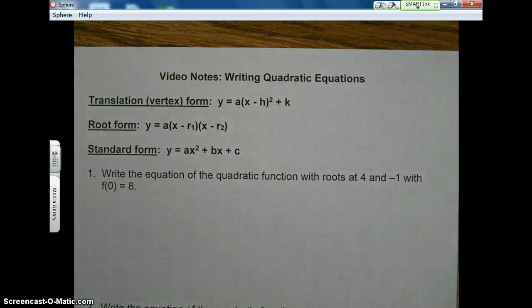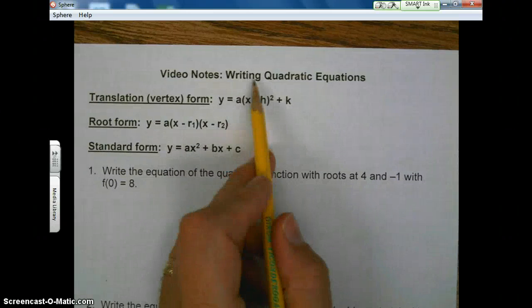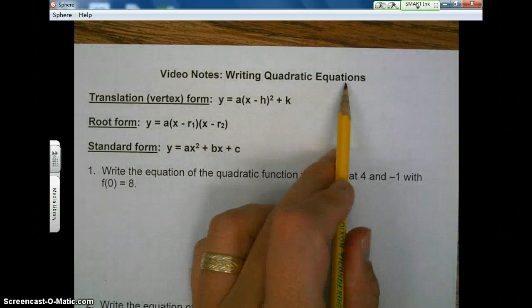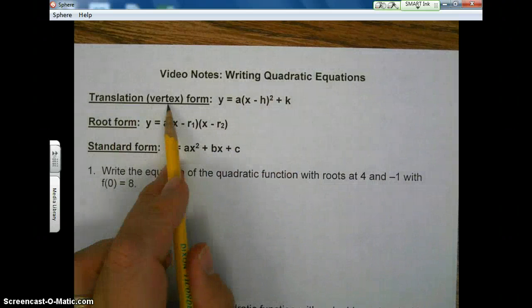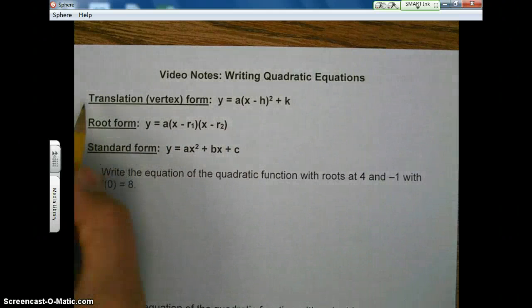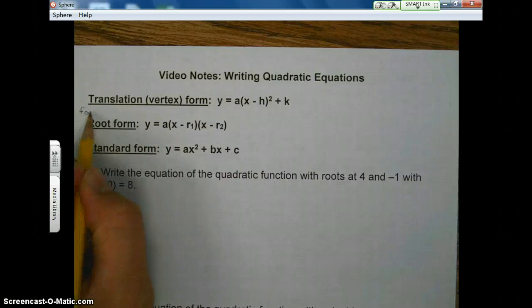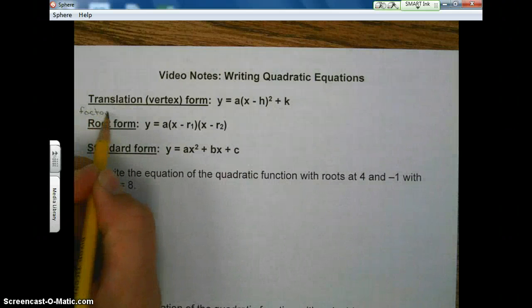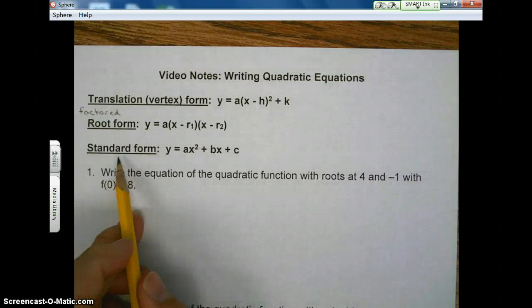Hello class, we are taking some video notes today on writing quadratic equations. First of all, here's our vertex form, here's our factored form, and here's our standard form.